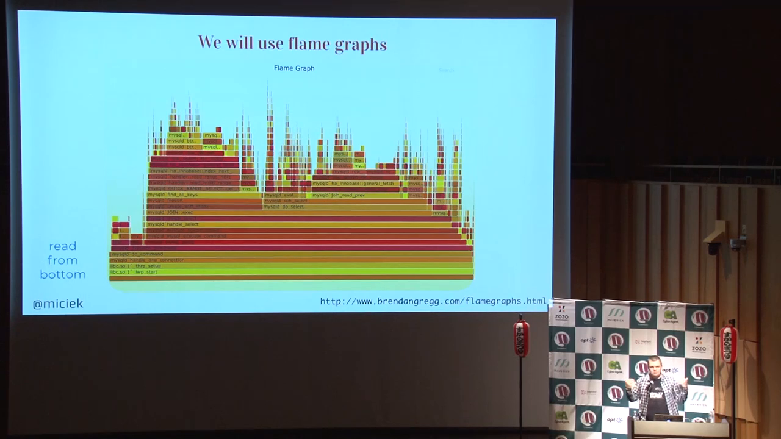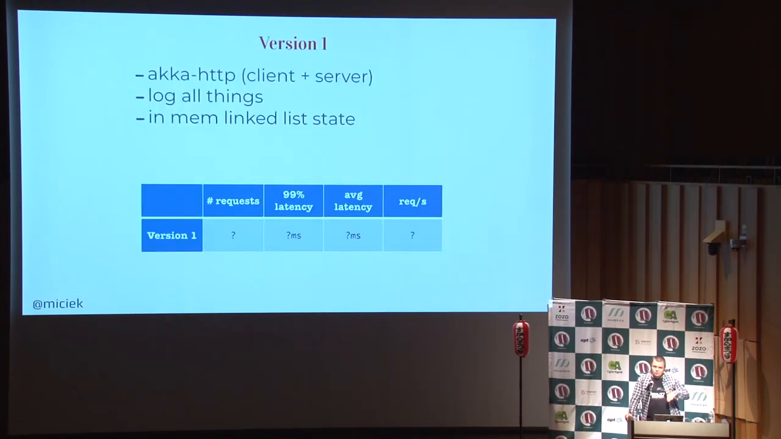Flame graphs are read from the bottom, and I will be showing you some of those flame graphs when we'll be doing the performance test, and how to read them, and how to get some conclusions out of them. So version one, the one that we just implemented: Akka HTTP is on the server, no client. We are logging all the things, right? Every interpreter is just passing the log to the logger, SLF4J. And we have an in-memory linked list. So what kind of performance characteristics will it have?